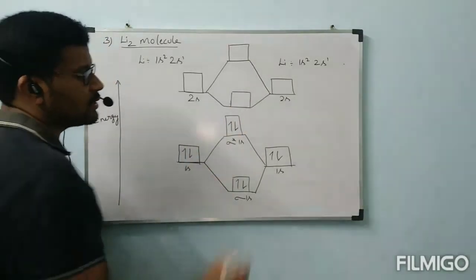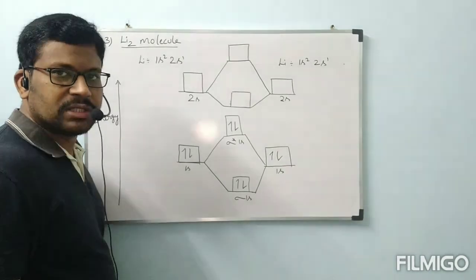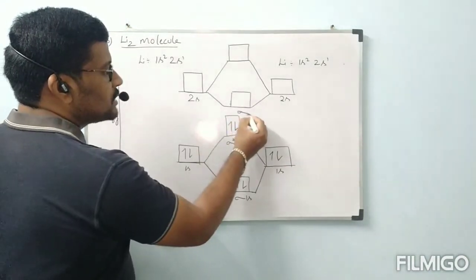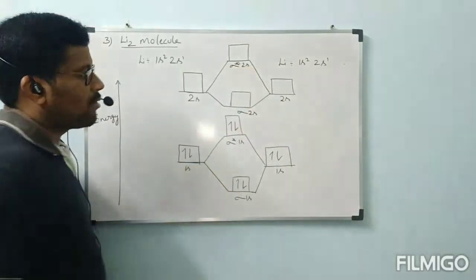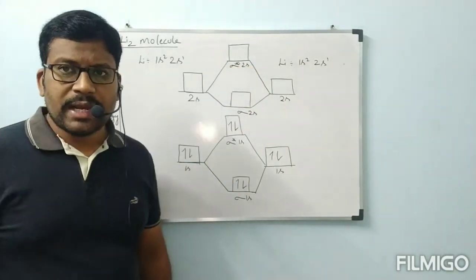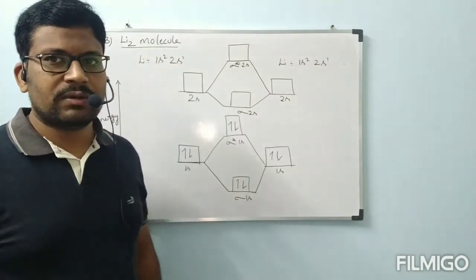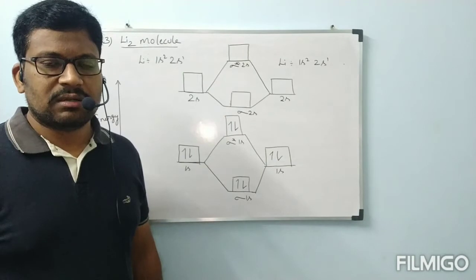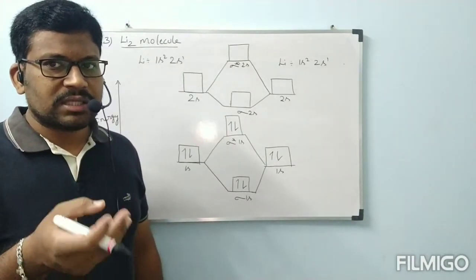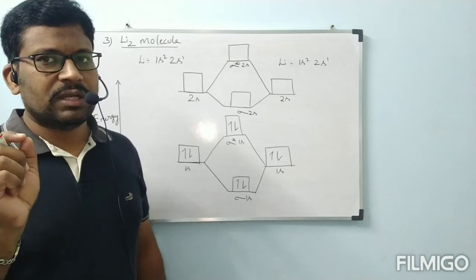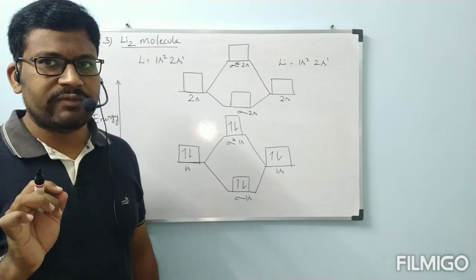If 2s and 2s undergo linear combination of atomic orbitals, they will give sigma 2s and sigma star 2s. Individually I told you for 1s, 1s, 2s, 2s, and 2p, 2p also. How they mix and combine, everything you have to be clear about. Then only you can write the diagrammatic representation neatly, without any confusion.